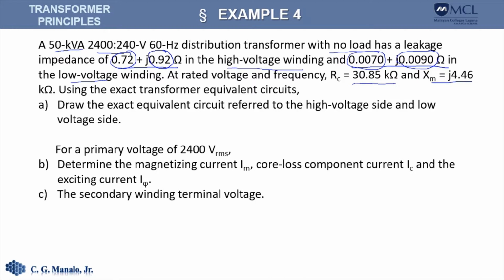So in A, we're asked to draw the exact equivalent circuit referred to the high voltage side, or the primary side, and the low voltage side, or the secondary side. For B and C, the transformer is connected to a source, and we're asked to determine the magnetizing current and the core loss component current of the exciting current, and C, the secondary winding terminal voltage. Take note that the secondary is not connected to any load.